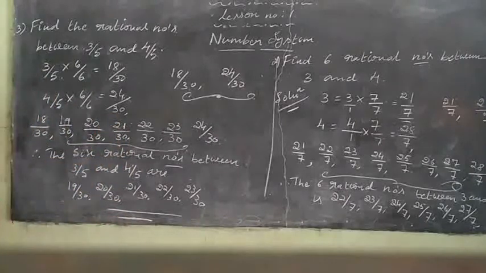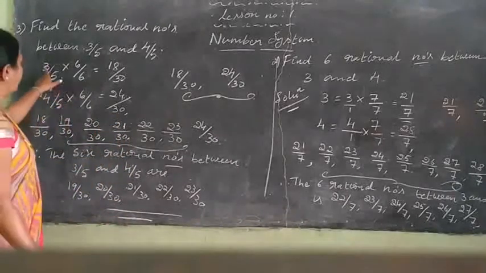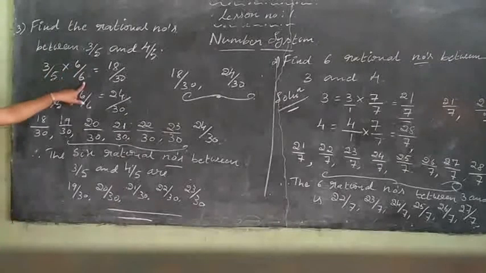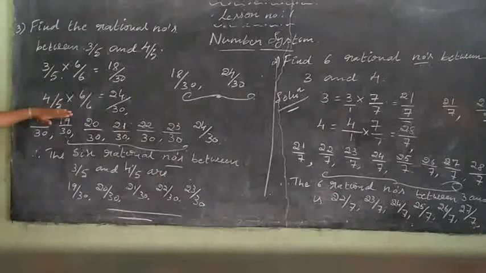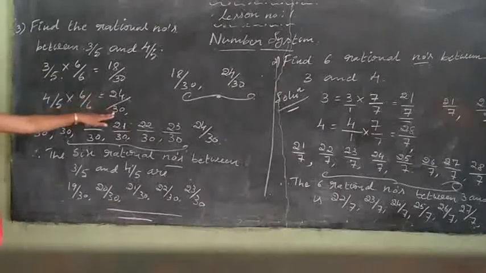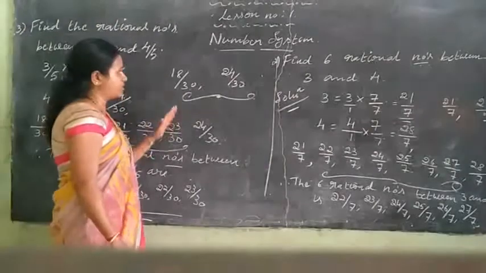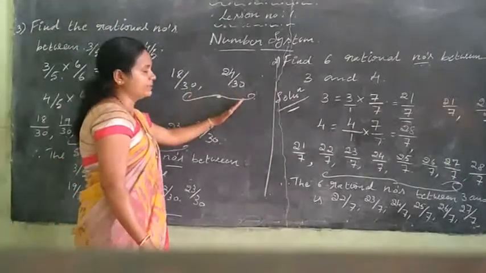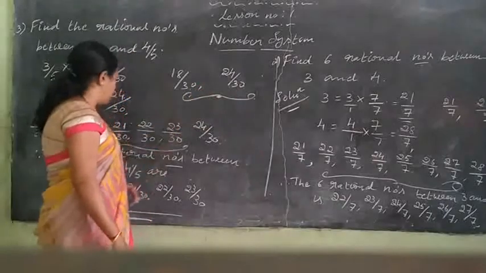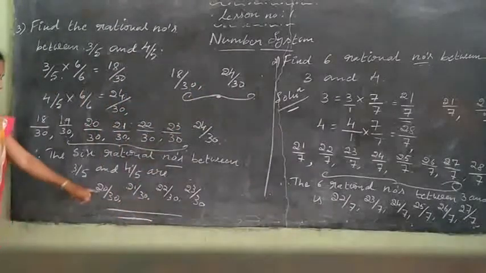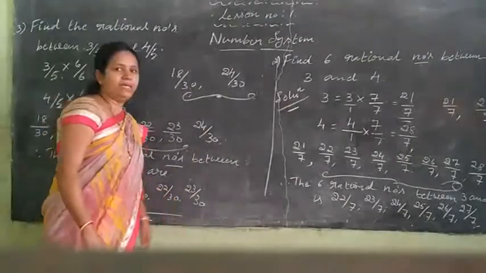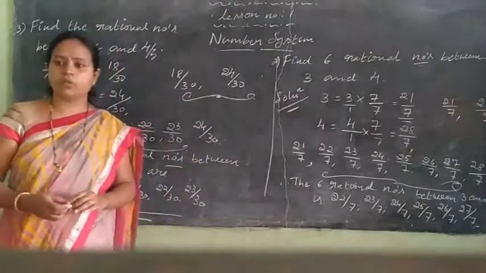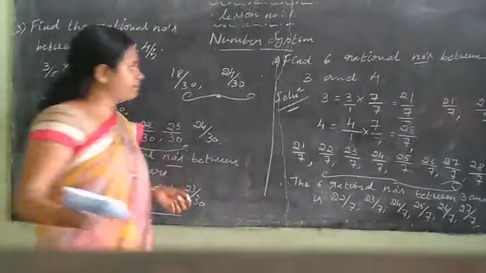Okay, you understood? Once again I repeat. We have to multiply 3 by 5 by 6 by 6, so we will get 18 by 30, and 4 by 5 by 6 by 6, we will get 24 by 30. Now we have to write down 5 rational numbers, children, between 18 by 30 and 24 by 30. Not 6, 5. So those are 19 by 30, 20 by 30, 21 by 30, 22 by 30, 23 by 30. You understood? Okay. Shall we move on to the fourth one?